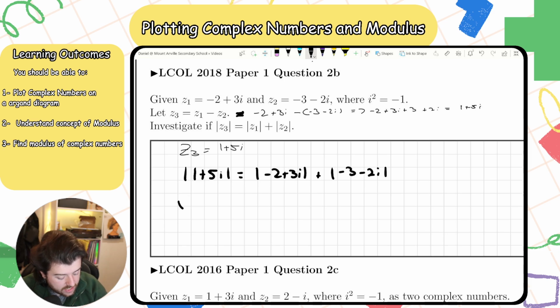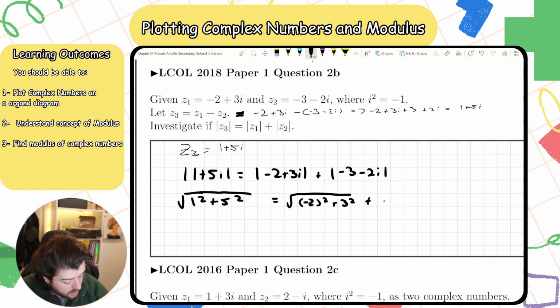So this is going to be equal to the square root of 1 squared plus 5 squared, which is equal to the square root of minus 2 squared plus 3 squared, plus the square root of minus 3 squared plus minus 2 squared, which is equal to root 26, which is equal to the square root of, so that's going to be 4 plus 9, which is 13.